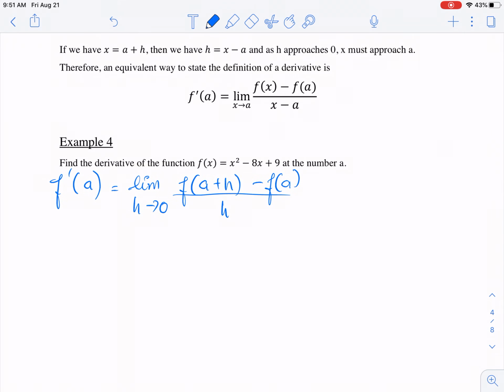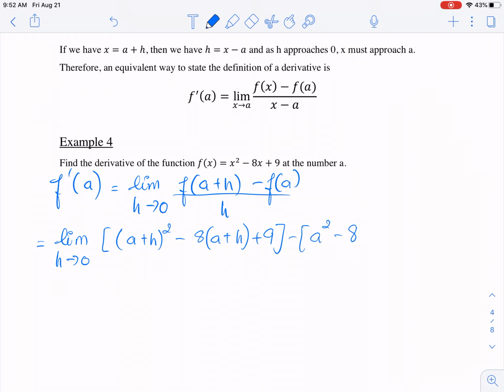All right, let's plug it in. So for our function, f of a plus h, which is what? I have x squared, so that's going to be a plus h squared minus 8 times a plus h plus 9. And we have to do the same thing for f of a, which is a squared minus 8a plus 9. You will see that we have to do a lot of cancellation.